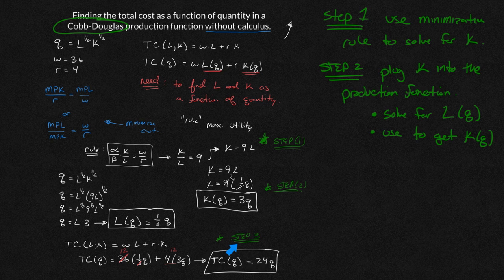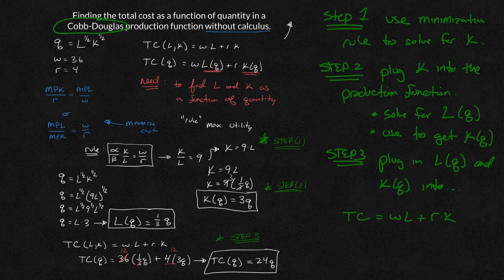And then our final step, which is what we're trying to do because we're trying to get total cost as a function of quantity, is using our original total cost function, which is saying, hey, how much will it cost me to hire these many people and get this much capital? Well, it's just my wage times how many people I'm hiring plus my rental rate of capital times how much capital I'm purchasing. I'm just plugging in my K and my L. So step 3 is plug in your L as a function of quantity and your K as a function of quantity into total cost equaling W times L plus R times K.